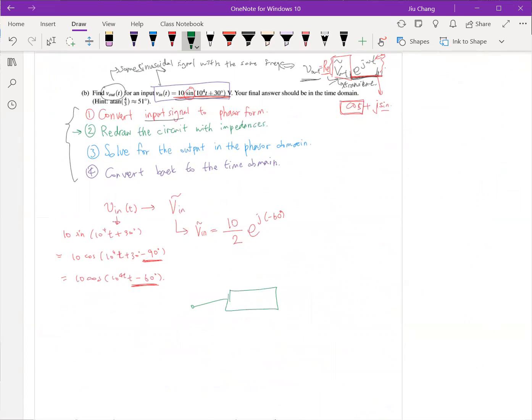So this impedance was 2 plus 3j over 1 plus j. And the impedance here was 1. And we have V out. For Vn, we solved for it. It was this one here. So 5 e to the power of j 60 degrees. Okay.